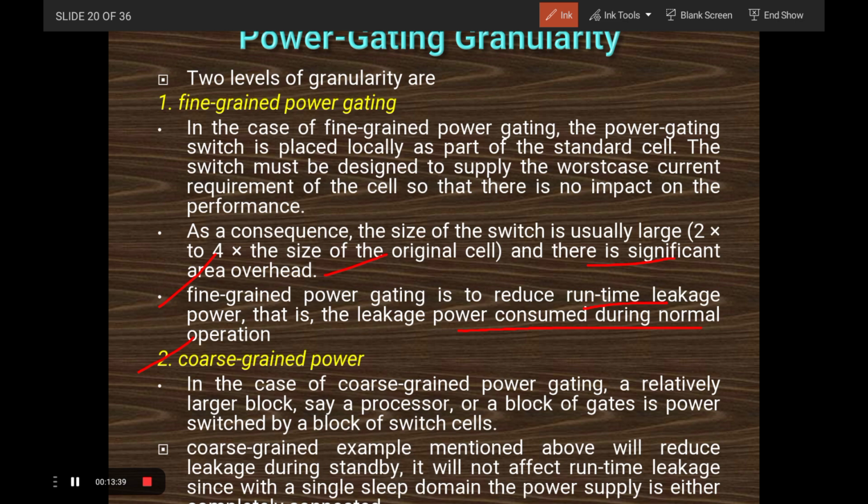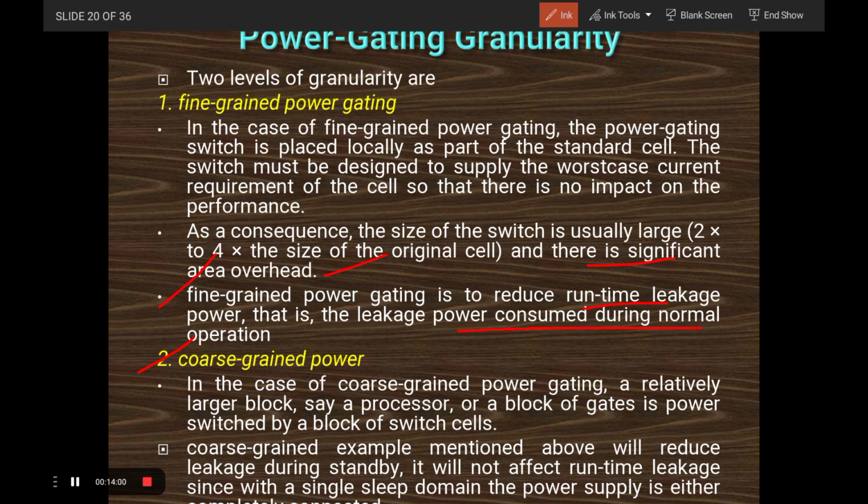As well as coarse means that we can also call this, it's simply a maximum size. That means in this case more than one switch is connected in a similar fashion to provide a virtual VDD as well as virtual ground to the corresponding circuit. That is the simplest way to remember the coarse grain.